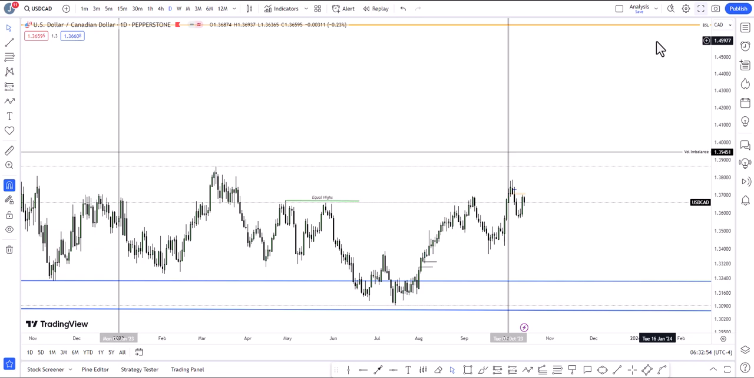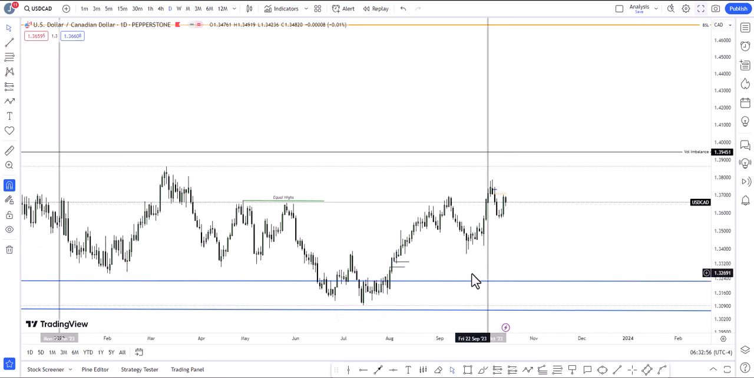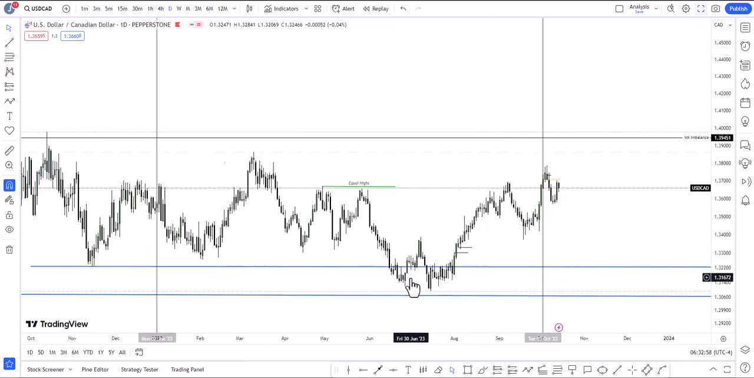And yeah, that's pretty much it. I just thought I'd jump on and do a little breakdown of everything I was seeing here on the charts.